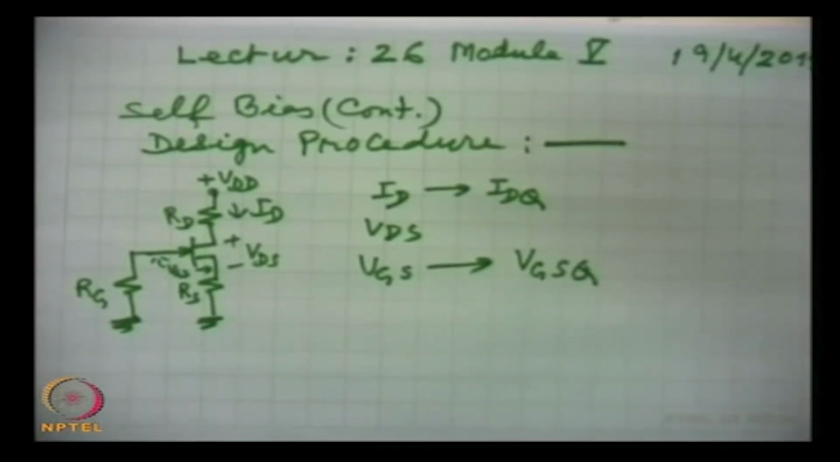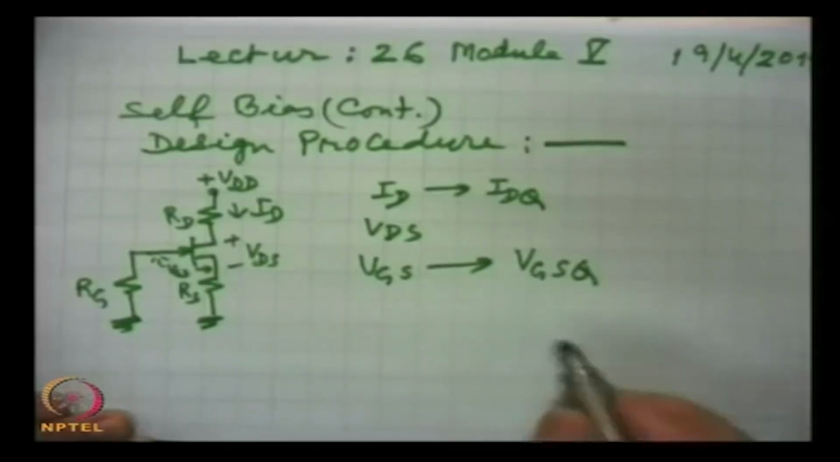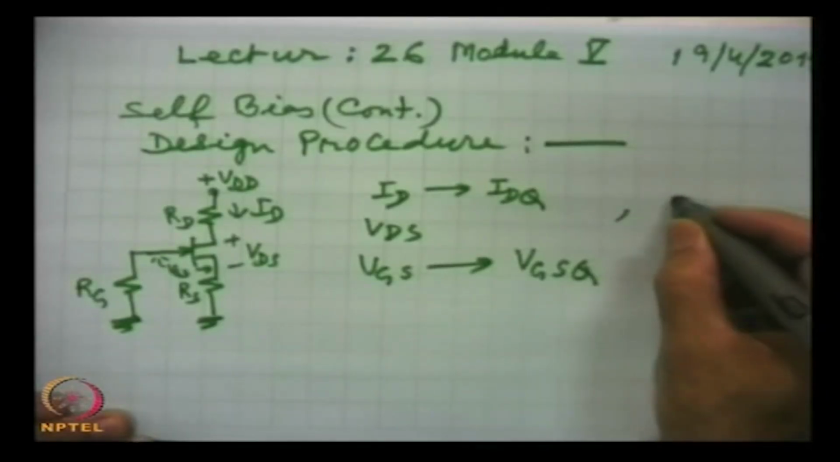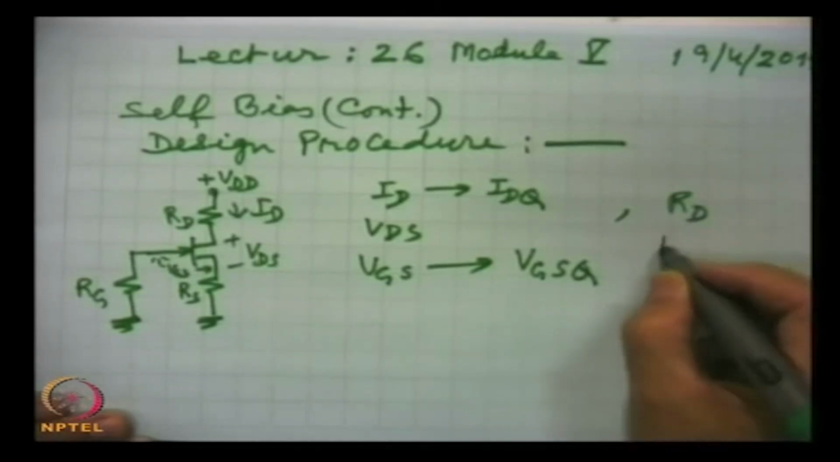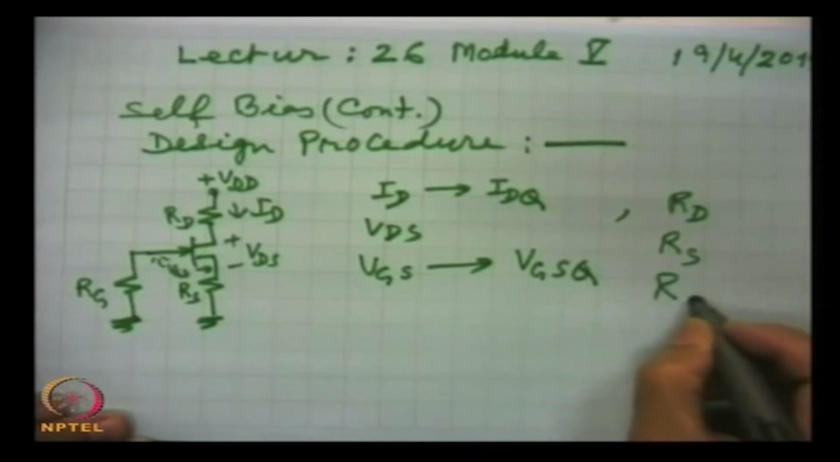The Q point, the quiescent point or operating point, we have to decide, and since mostly these procedures are going to be adopted to make an amplifying circuit out of MOSFET or junction field effect transistor, from the characteristics we will see how we arrive at these values, and then we require the value of this resistance R d, R s. About R g we have already talked.